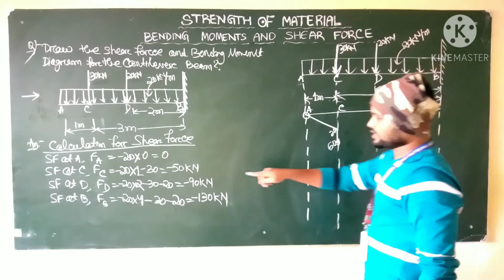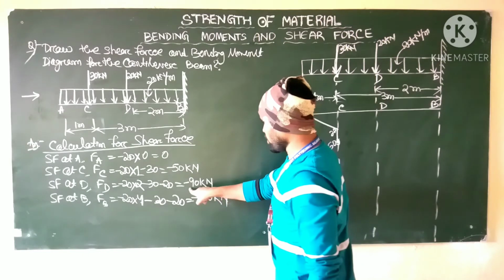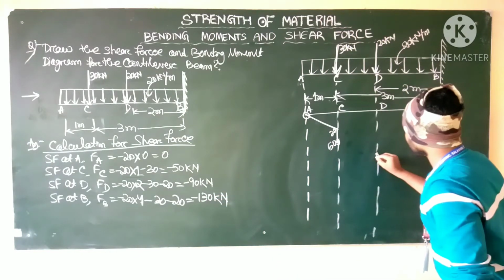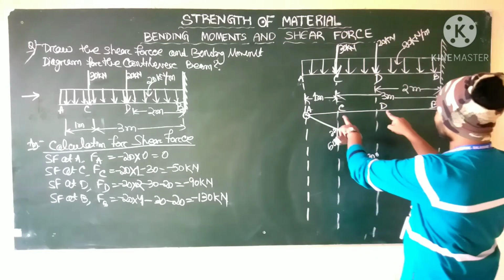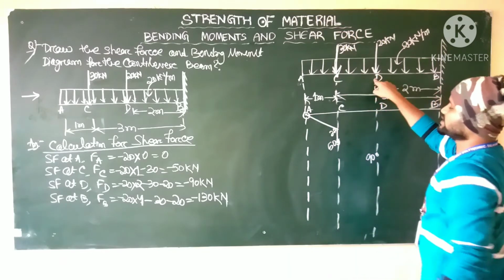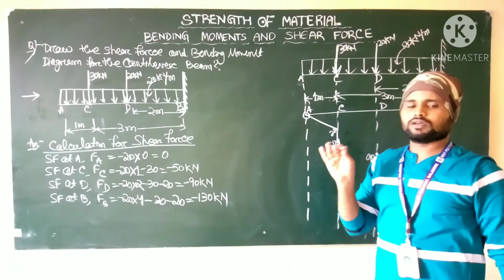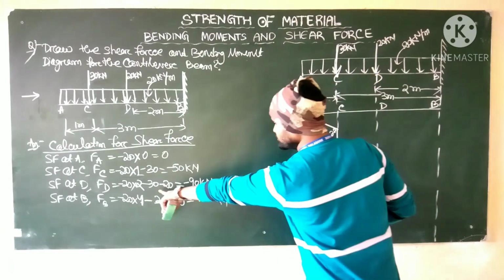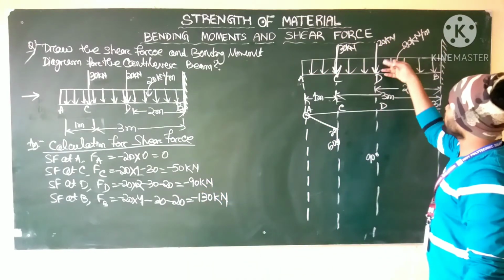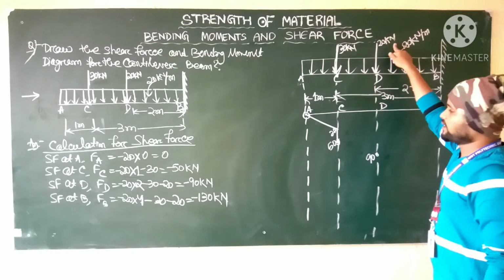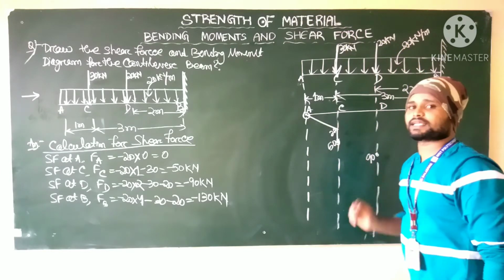Next, at point D, what will come? Minus 90. Let it be minus 90. Here you will see from C to D there is a UDL. As there is a UDL between C and D, the shear force line is an inclined straight line. And there is a point load of 20 kilonewton. So for the point load the shear force line is vertical, and the rest is an inclined straight line.